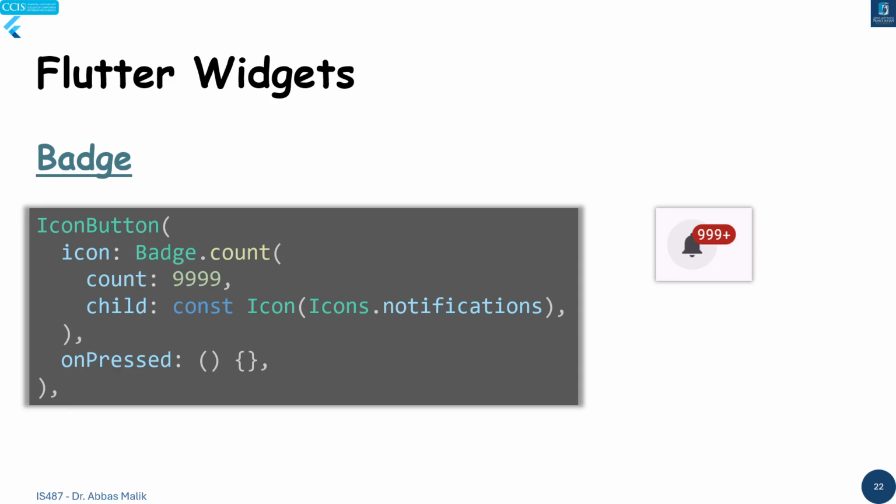So there's another example of the badge. So again, it's an icon button, and then inside we have badge dot count, and then we say that count is equal to this, and then child is equal to this. So we are specifying a notification icon into that child, and then we also have the on press event.